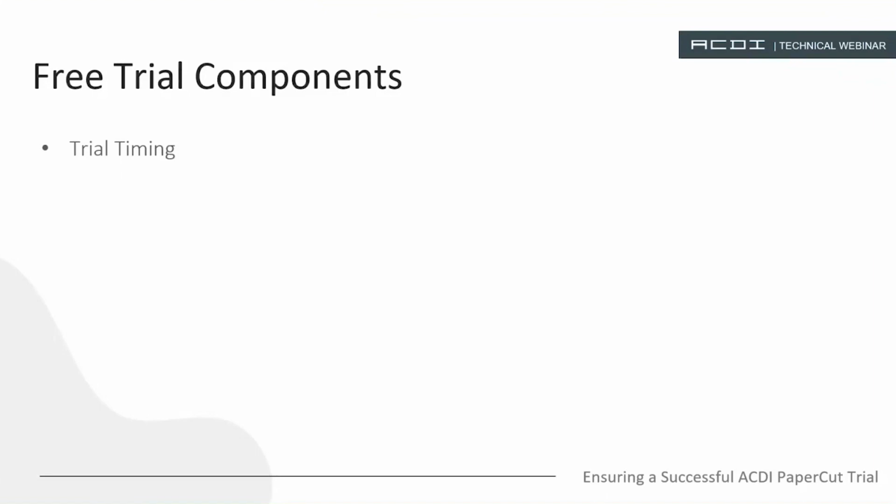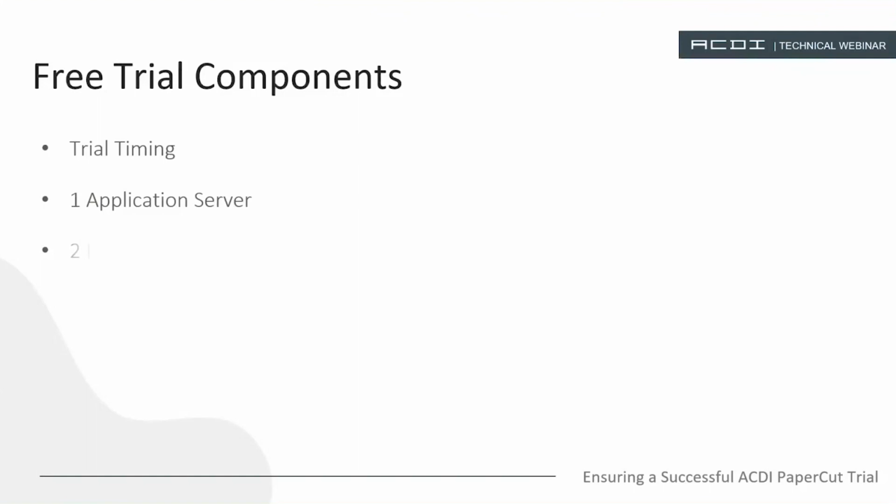Any trial that goes to sale can be changed to a production model of PaperCut just by uploading the license file into PaperCut, a task that takes all of 30 seconds or so. With a free trial from ACDI, our solution architects will configure one application server, connecting it to a directory service of your choice. That could be Active Directory, G Suite, LDAP, or many others.